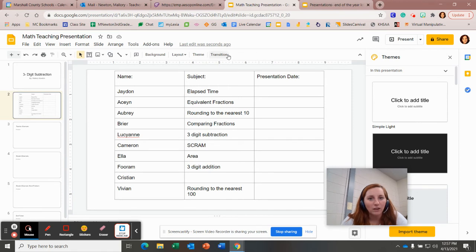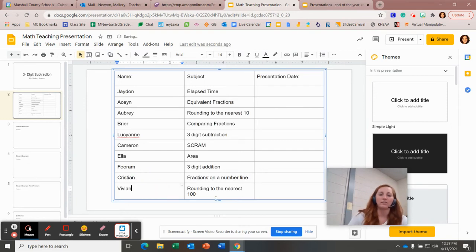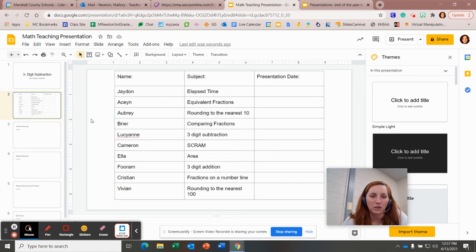You didn't get to pick what you signed up for because you missed that day. So this was the last thing available, 3-digit subtraction. So that's what you're going to teach us. Cameron, you are going to teach us scram. Ella, you're going to teach area. Forum, you're going to teach 3-digit addition. Christian, you're going to teach fractions on a number line. You weren't here that day either, so I signed you up for fractions on a number line. And Vivian, you're going to teach us rounding to the nearest 100.